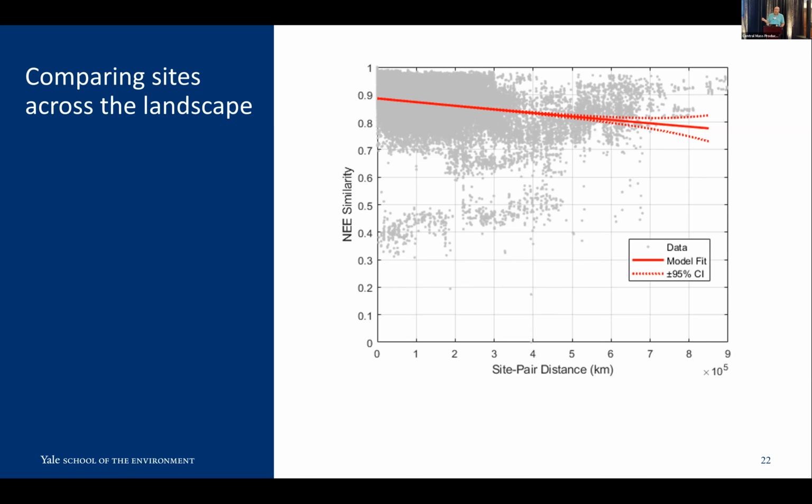Harvard Forest has the hemlock site and the NEON site right there, and they're measuring different things, and that's important. We don't have perfect similarity, but there's still a lot of power and information in that data from Harvard Forest.